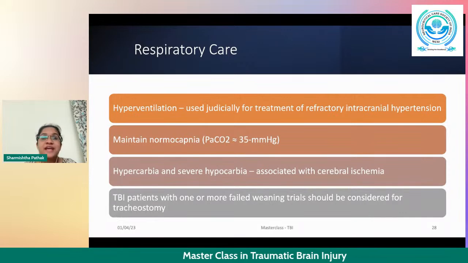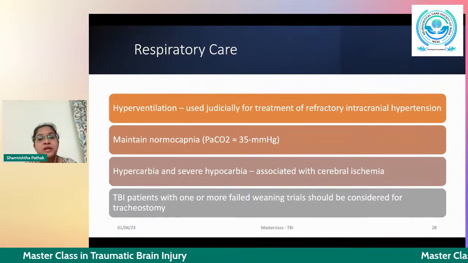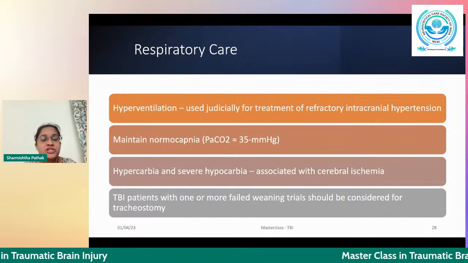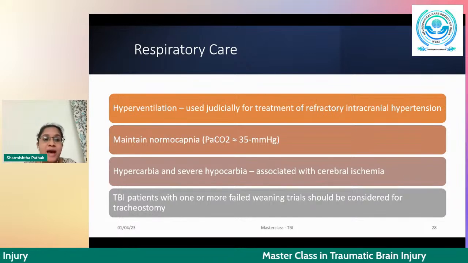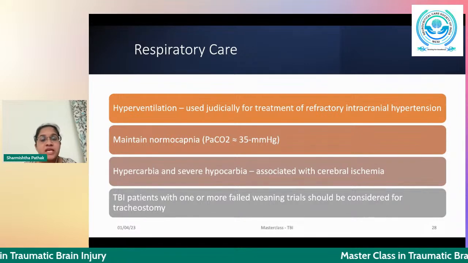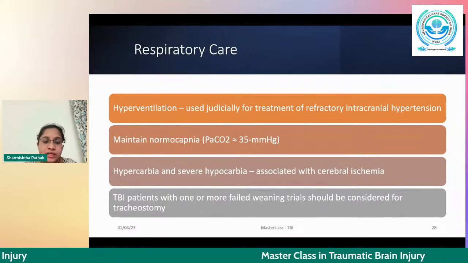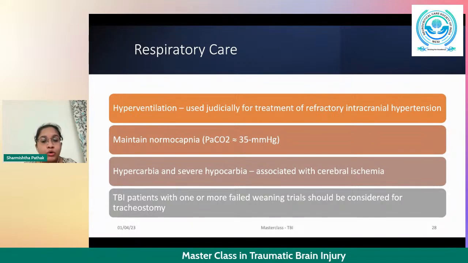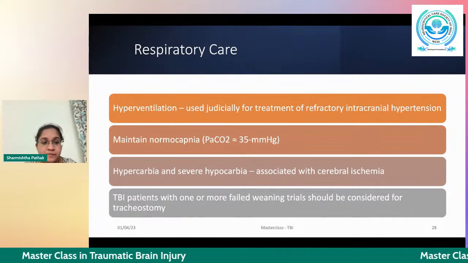Hyperventilation is a very important thing which should be used judiciously, only for treatment of refractory intracranial hypertension, as any hypocapnia or hypocarbia can result in cerebral ischemia. The target goal should be maintaining normocapnia, that is a PaCO2 of 35 millimeters of mercury. Hyper and hypo both should be avoided as they can be associated with cerebral ischemia.